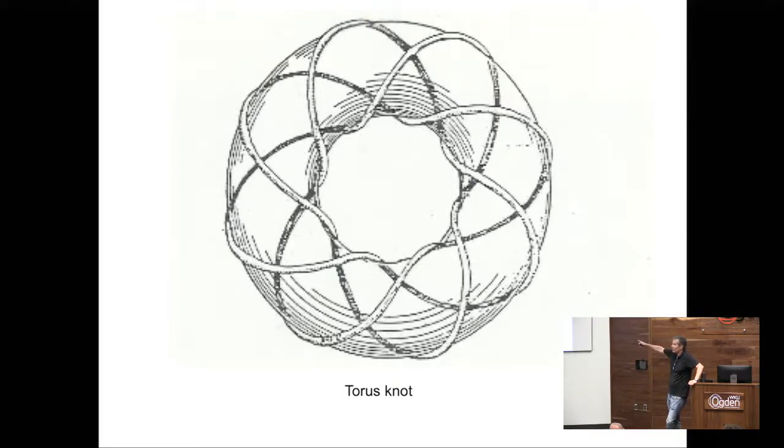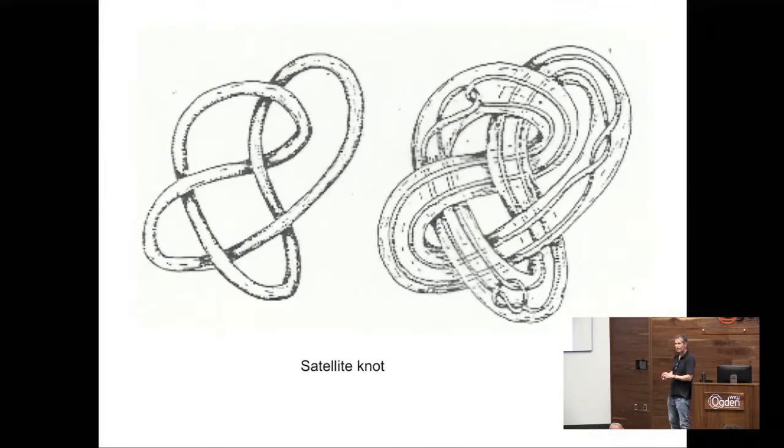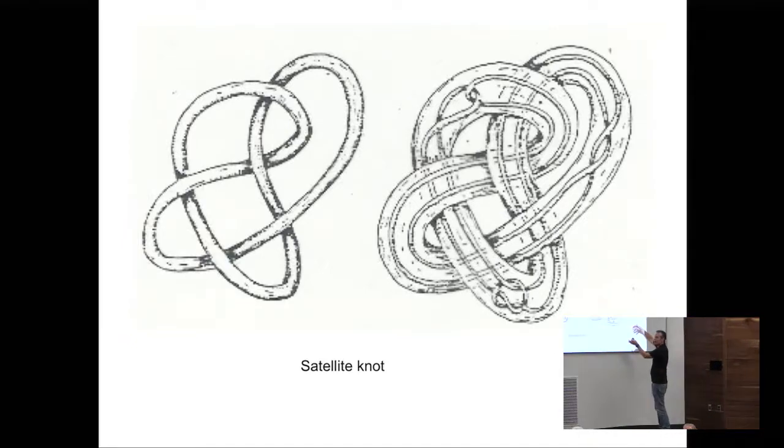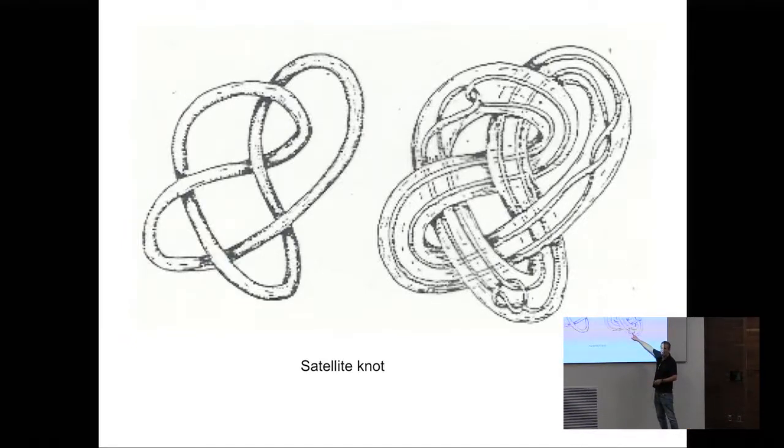You can have a torus knot that just sits on the surface of a torus without any crossings. You can have a satellite knot, where you take a knot, like this one right here, you thicken it up, and you put another knot inside it as if it's orbiting the original knot. That's why it's called a satellite knot. It stays within a certain neighborhood of the original knot.